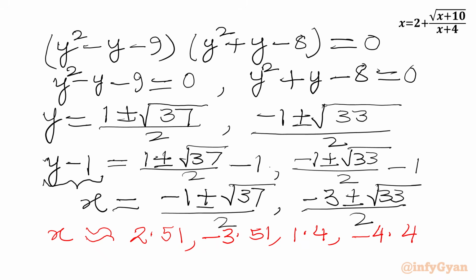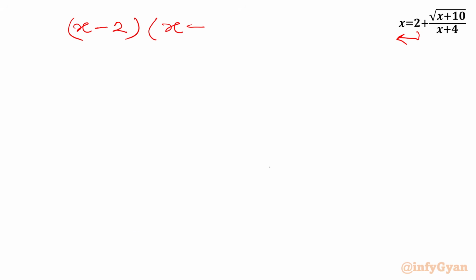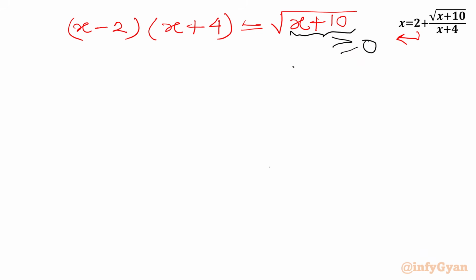Now we will talk about domain of the equation. So I will take this 2 to the LHS and cross multiply. We will get x minus 2 times x plus 4 equal to square root of x plus 10. Now we will write domain over here. We have square root in RHS. Our radicand must be non-negative. So we can write one condition from RHS, x should be greater than or equal to minus 10.